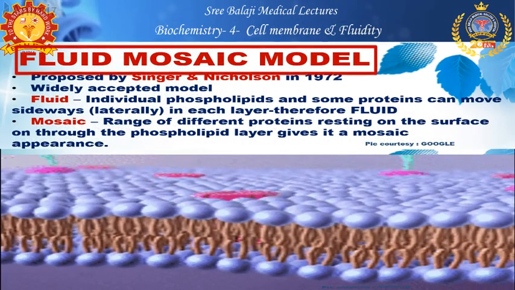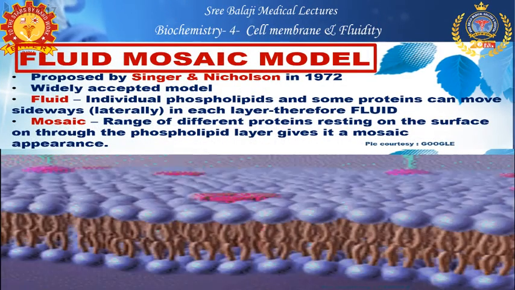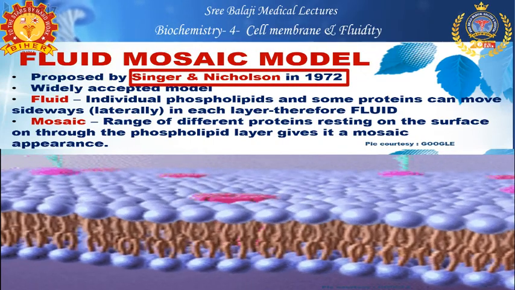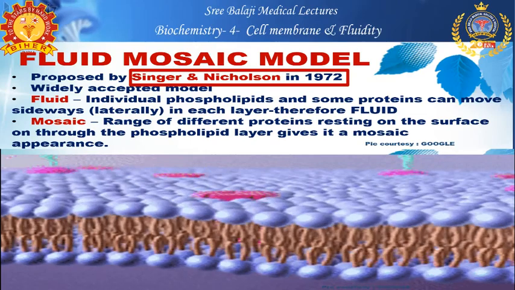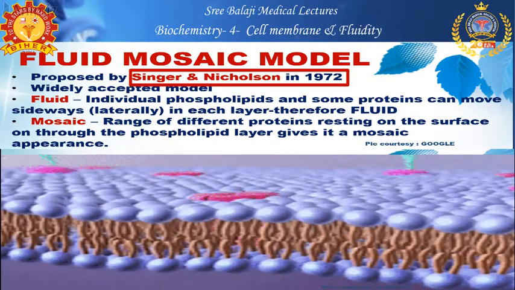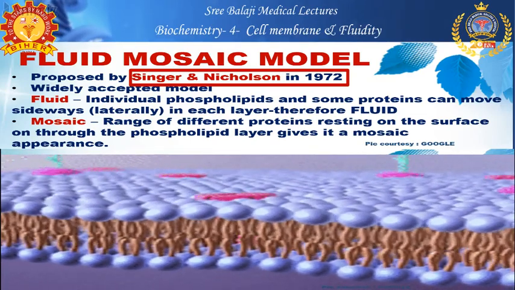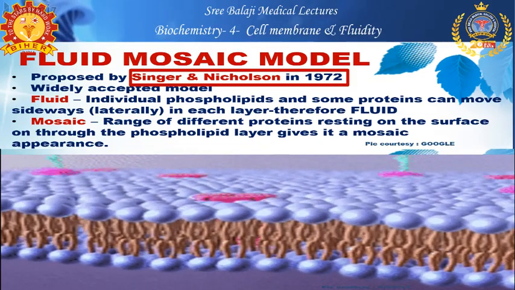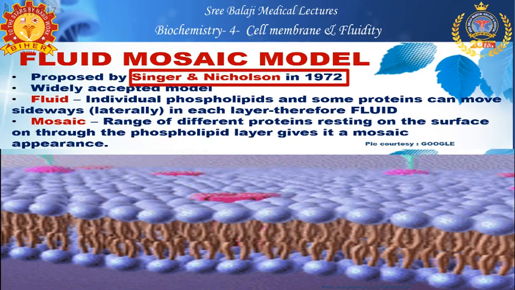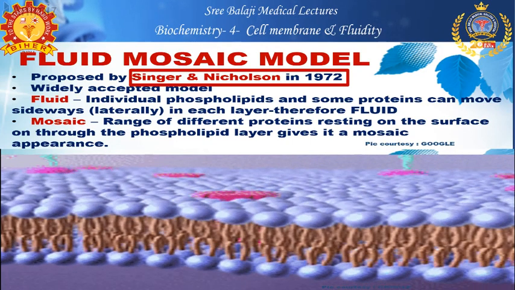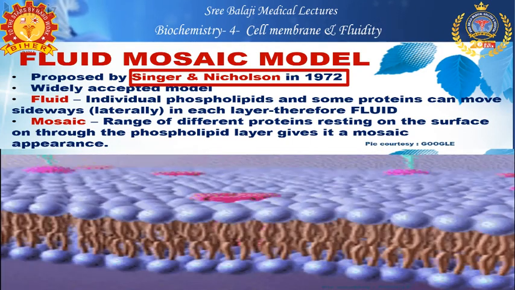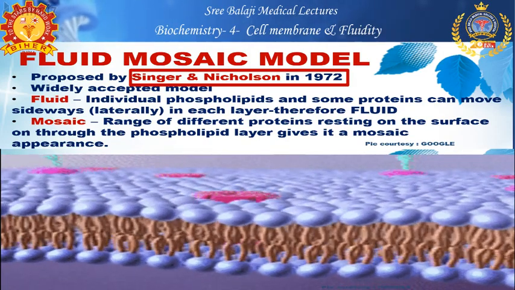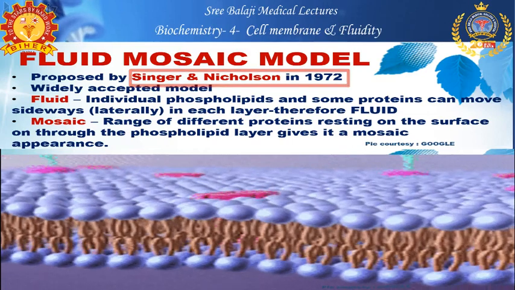The fluidic nature of the plasma membrane was proposed by Singer and Nicolson in 1972. This is the widely accepted model, which is known as the fluid mosaic model. The fluidity is due to the individual phospholipids and some proteins, which can move sideways, that is laterally, in each layer. Therefore, it is fluidic in nature. The mosaic appearance is due to the range of different proteins resting on the surface and through the phospholipid layer, which gives it a mosaic appearance.